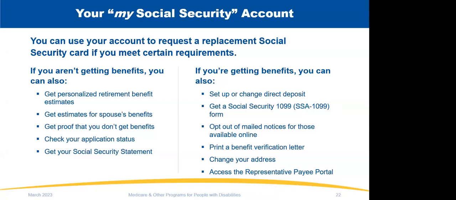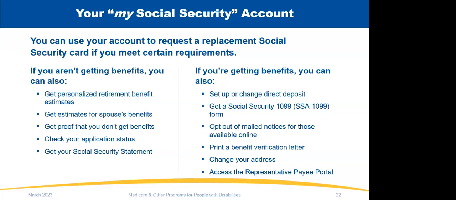You can get that online statement. We used to mail the statement out every year. We stopped doing that some years back. Now we only automatically mail it to individuals over the age of 60 who are not enrolled in a My Social Security account. So if you're not over 60, the only way that you can see that statement, or that information that was on the statement that we used to mail out, is if you have a My Social Security account.